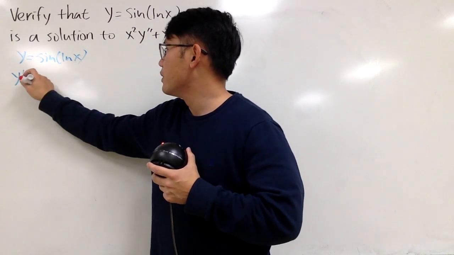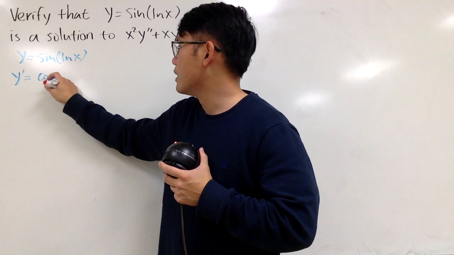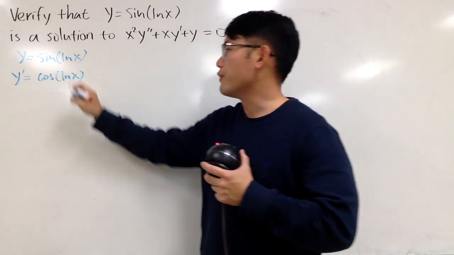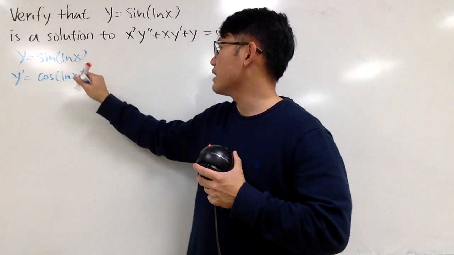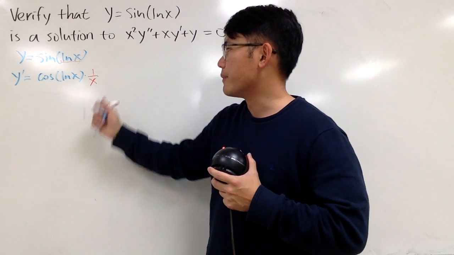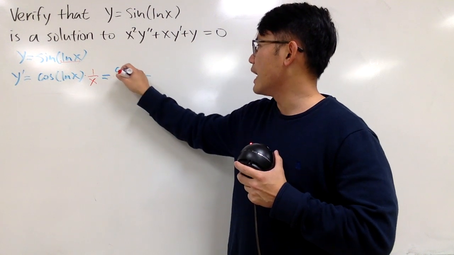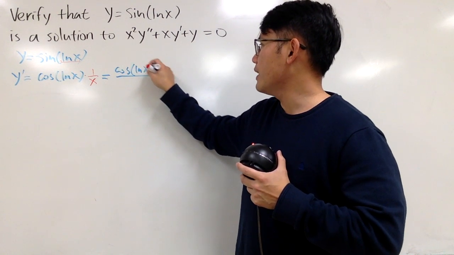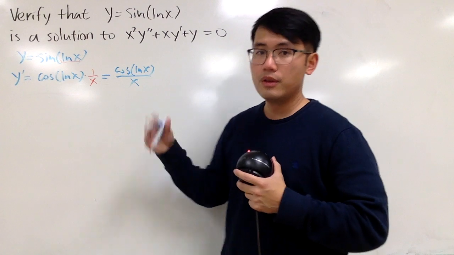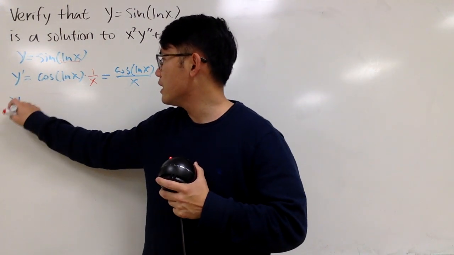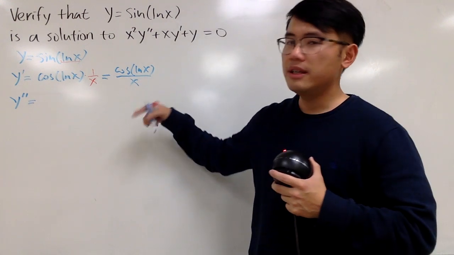First derivative, well, the derivative of sine is cosine, and the input stays the same. And then, don't forget the derivative of the inside, multiplied by 1 over x right here. So in other words, you can see that you get cosine of natural log of x over x for the first derivative. And then, for the second derivative, look at this and differentiate.